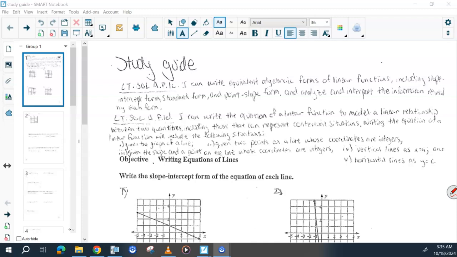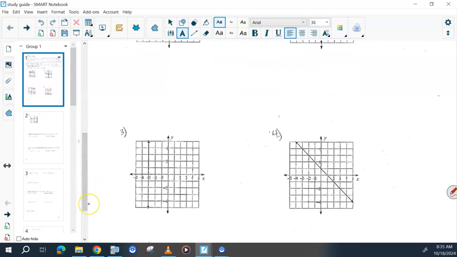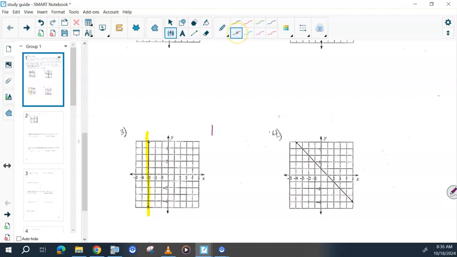Three. Okay. So in 3, your line is right here. Since this is not a slanted line, it is horizontal or vertical, so you're going to be thinking about your hookups.